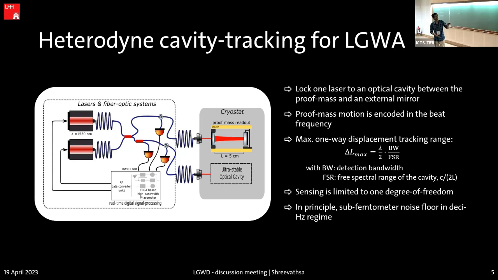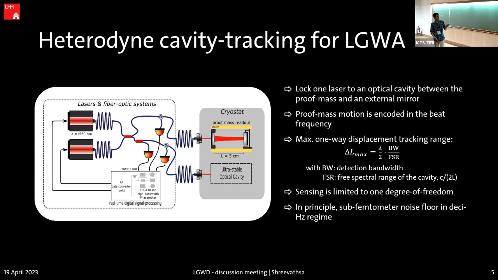So lock one laser to the optical cavity between the proof mass and an external mirror, then the proof mass motion is encoded in the beat note between these lasers. And the disadvantage is that sensing is limited to only 1 degree of freedom, the cavity or interferometric axis, and if each seismic station needs to have 2 horizontal readouts, then we need another cavity in the other orthogonal direction.